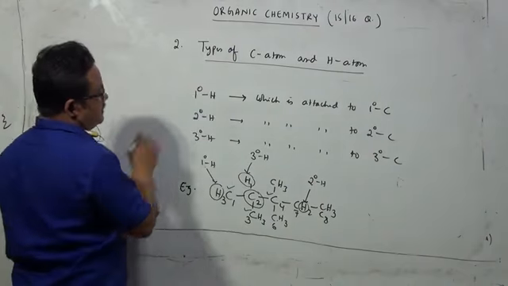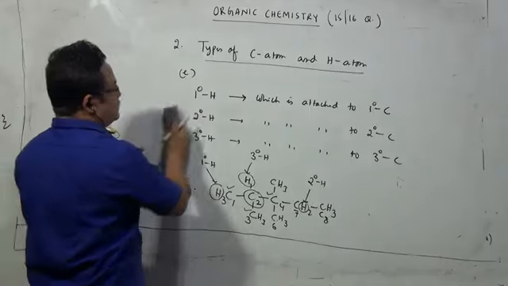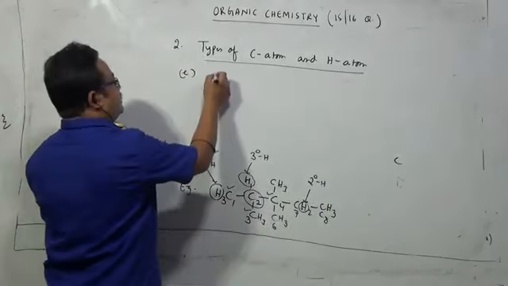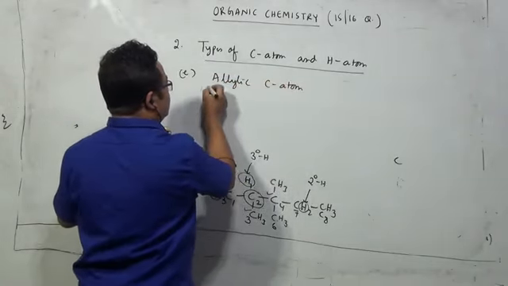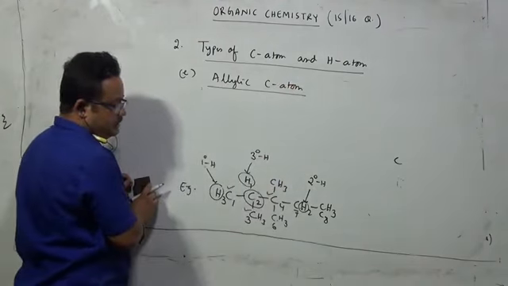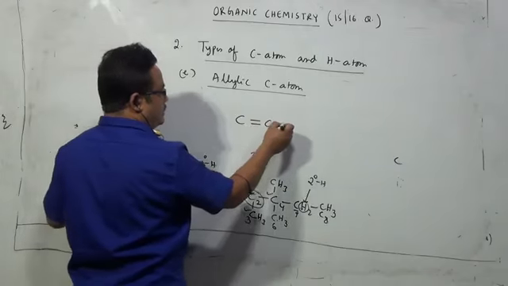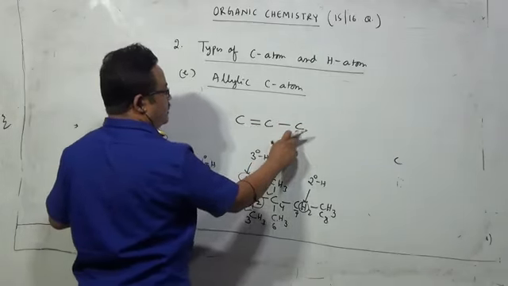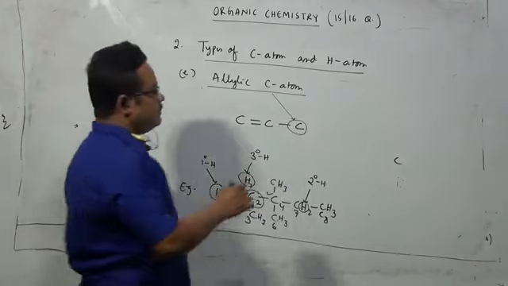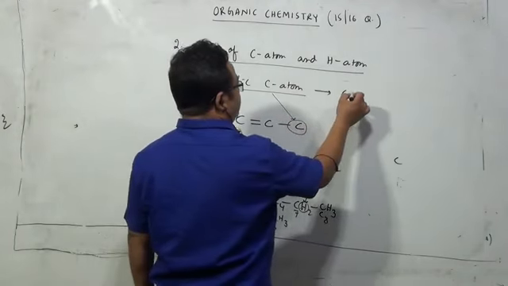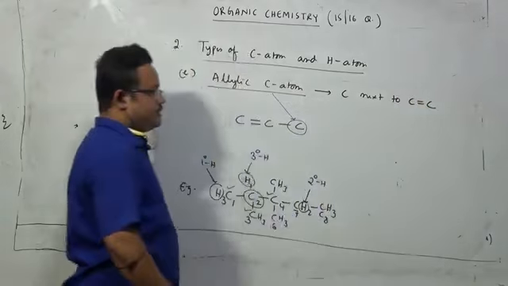Next: primary, secondary, tertiary, quaternary carbon. Next, let us see allylic carbon. What do you mean by allylic carbon atom? This carbon next to the C=C double bond is called allylic carbon. Carbon next to a C=C double bond is called allylic carbon.